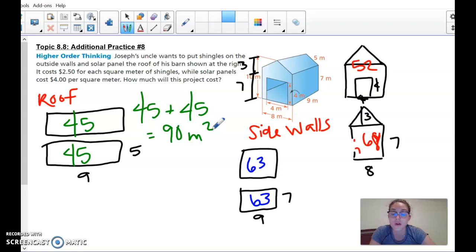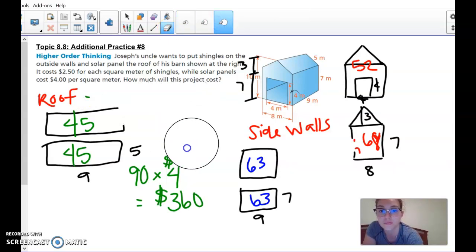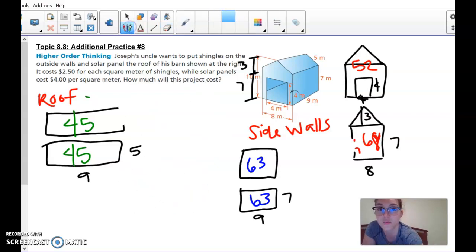And the solar panels cost, what does it say? $4 per square meter. So now I just need to take 90 and I need to multiply it. 90 times $4, right? Since there's 90 square meters, and it's $4 per square meter, 90 times 4 is going to equal $360. All right, so my roof is going to cost $360. I'm going to write that here, that way I still have some room. Roof is going to cost $360.